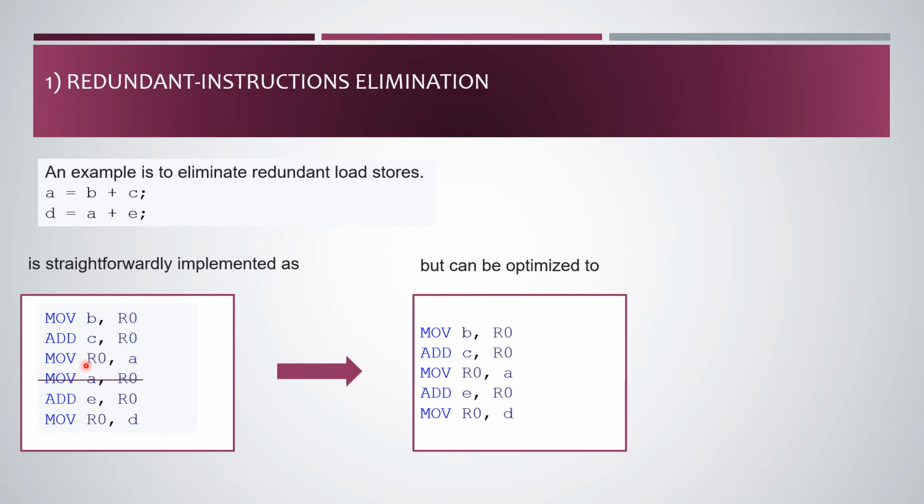Now in the third instruction, I am again moving the content of register R0 to A, or I am storing the value of R0 to A. So these first three instructions are for the expression A is equal to B plus C. Similarly, the next three instructions are for the expression D is equal to A plus E.